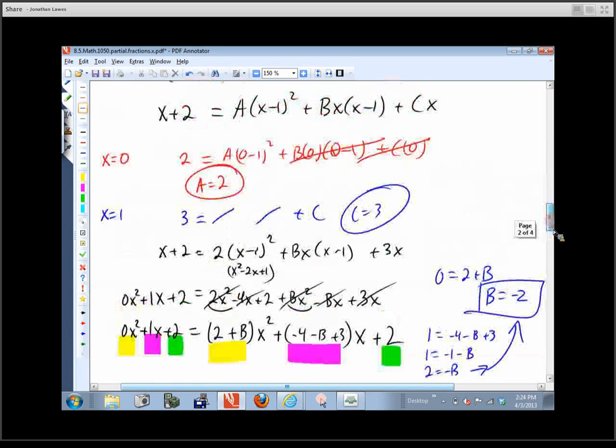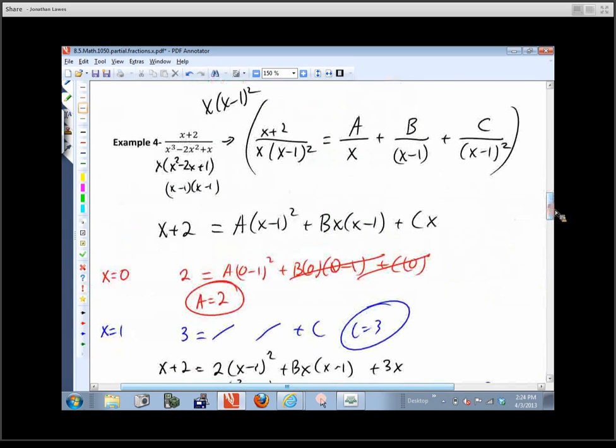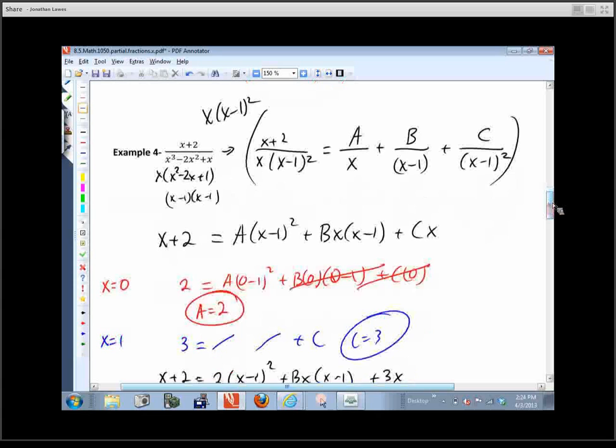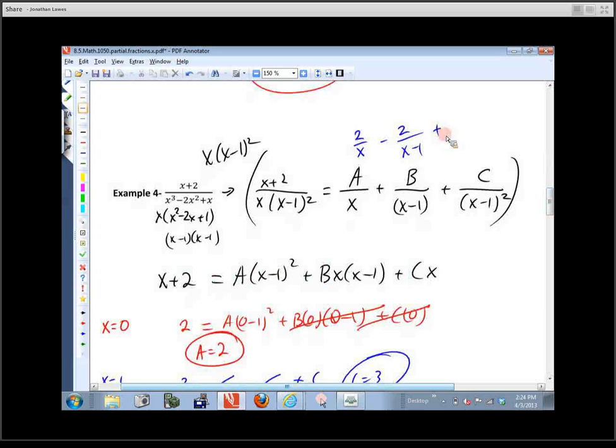So now we can come back up here and we can say, hey, you know what? We were going to break this into potentially 3 different parts. We saved a place for that third part if it actually is there. Okay, and now we can write 2 over x. That was -2, right? Minus 2 over x minus 1. And what was c? 3. 3 over x minus 1 quantity squared.